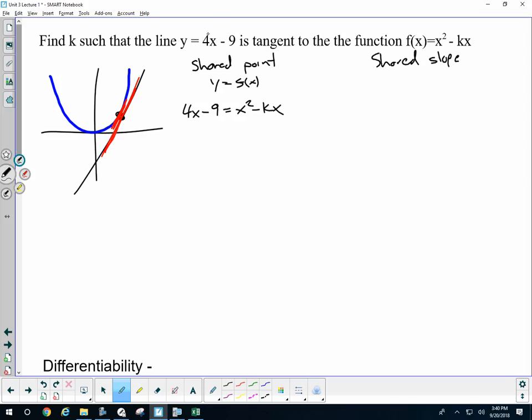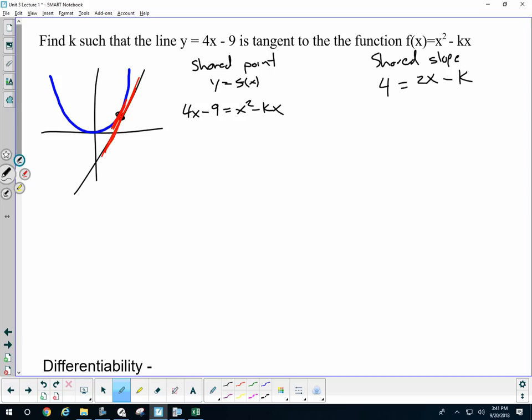So the slope of this guy is 4. Well, the slope of this guy is determined by f prime. F prime gives me the slopes. If I find f prime, I get 2x minus k, because k is a constant. Yikes, I got x and k in that one too. What should I do?